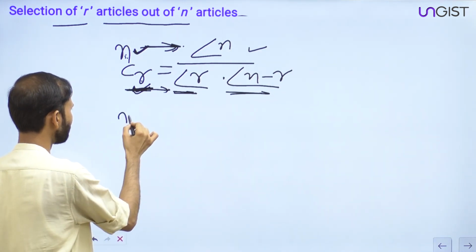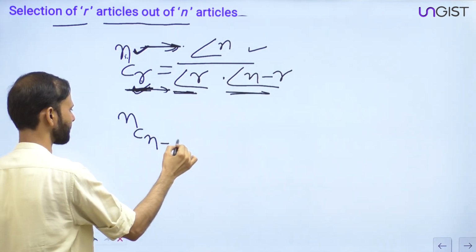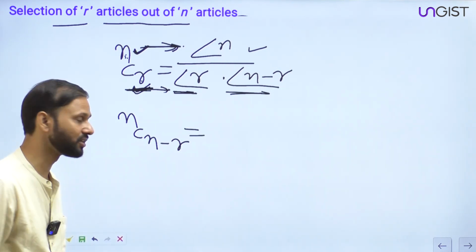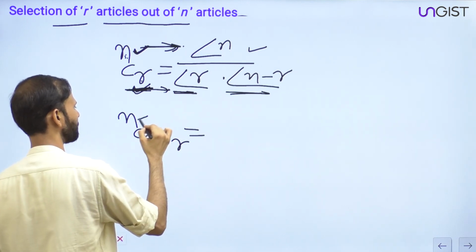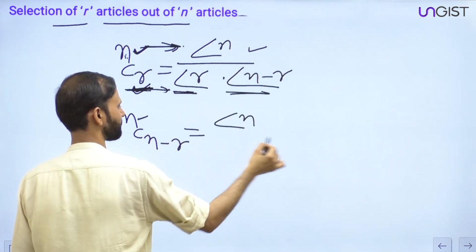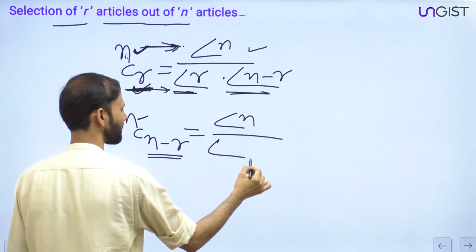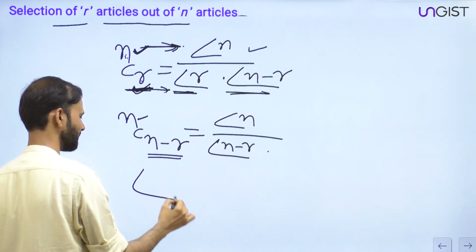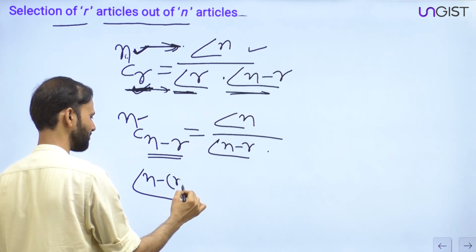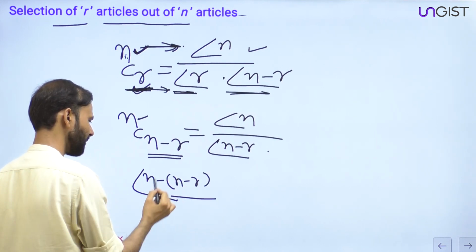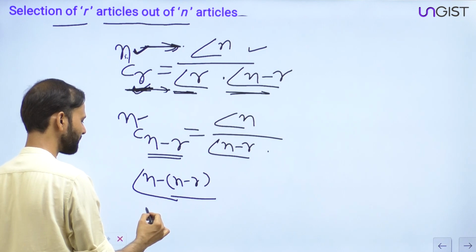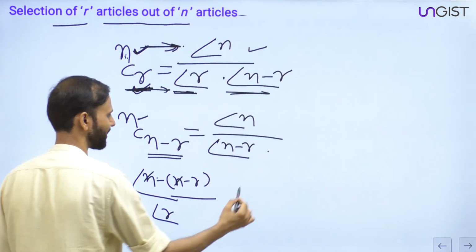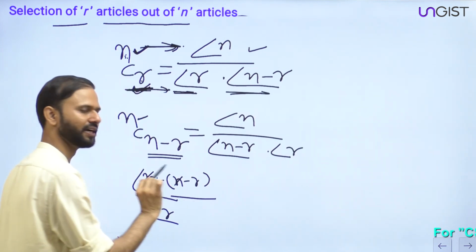Similarly, everyone, if we have nC(n minus r), then what will be the formula? Factorial n will be written in the numerator, and factorial n minus r will be written in the denominator, multiplied with the factorial of n minus (n minus r). So n minus (n minus r) will be what? The n will cancel and this is positive, so this becomes factorial r. Everybody, it is okay?